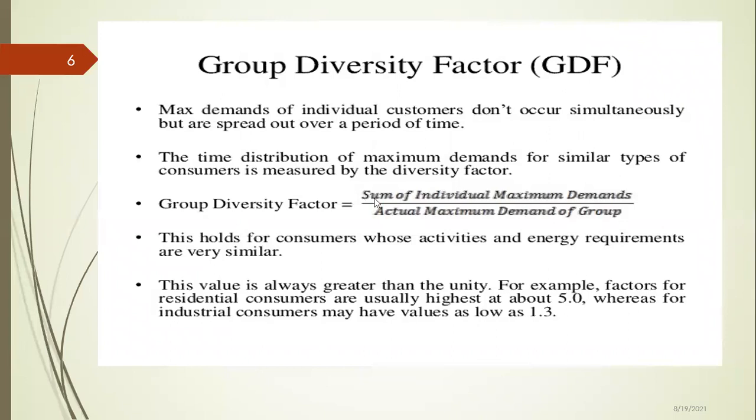Okay, so house number 1 has its maximum demand at some time instant, let's say between 11 to 12 p.m. House number 2 has its maximum demand at some other time instant, say 7 to 8 p.m. Similarly, for 10 houses, you have to write down their maximum demands, sum them up, and divide by the maximum demand of the group.